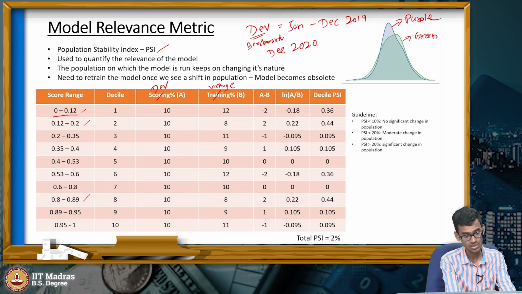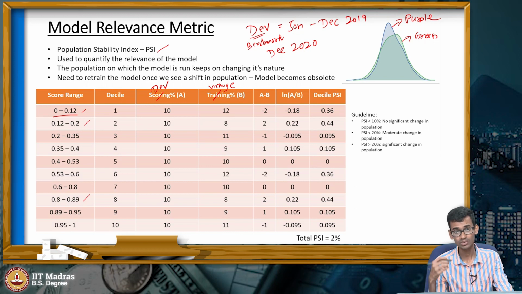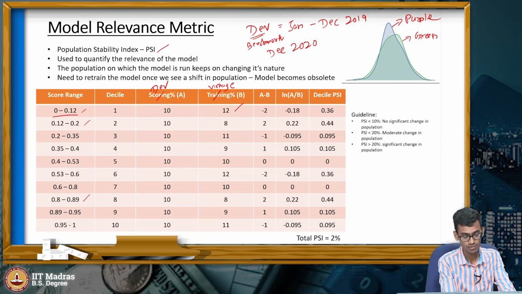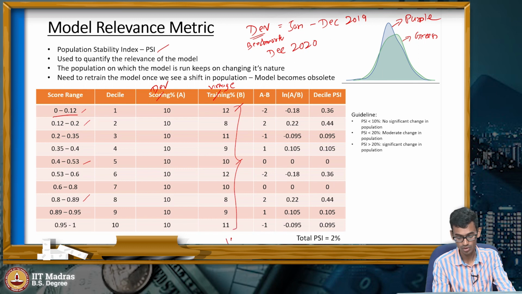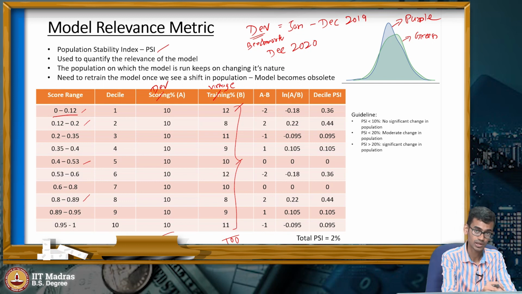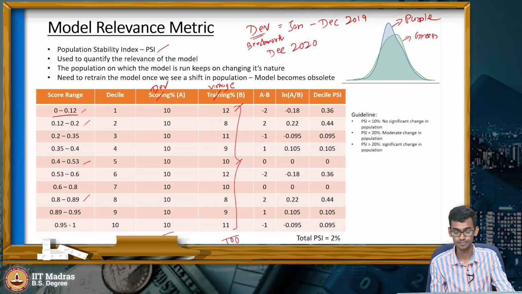So within this range 0 to 0.12, find out the percentage of records that fall in this range. Let's say that's going to be 12%, and let's say within 0.4 to 0.53 you have again 10% of the data. If you sum this up, it's going to give you 100. Likewise, if you sum this up, it's going to give you 100. So you have divided the data into different buckets, and what percentage of data falls in each of those buckets, that is what you are computing here.